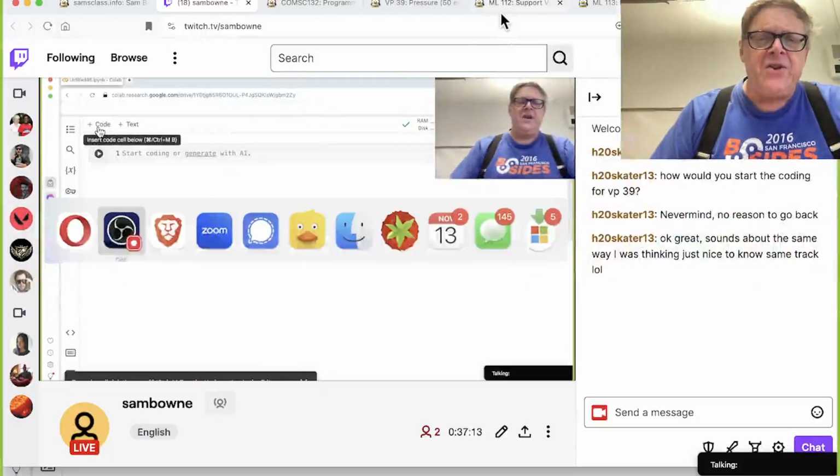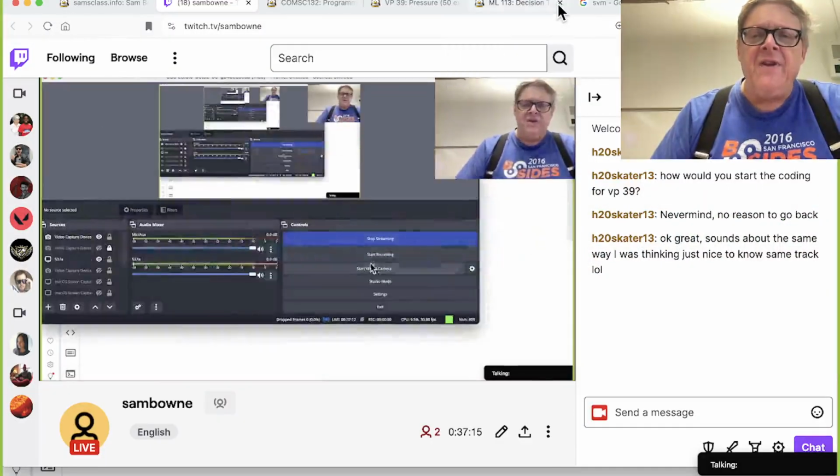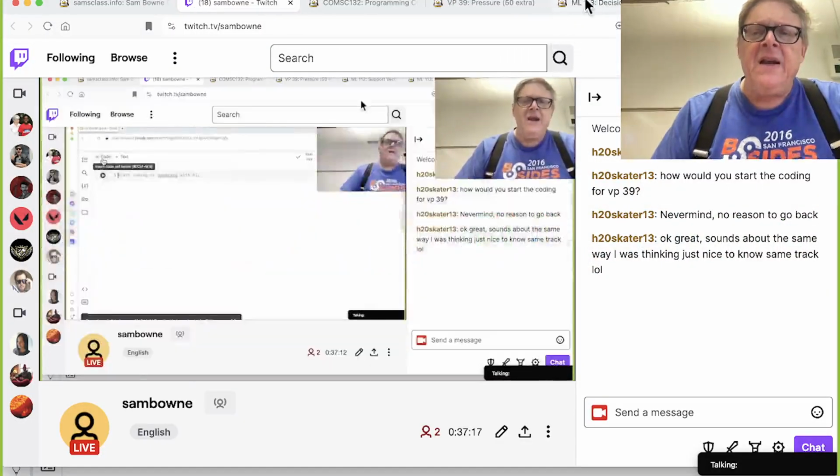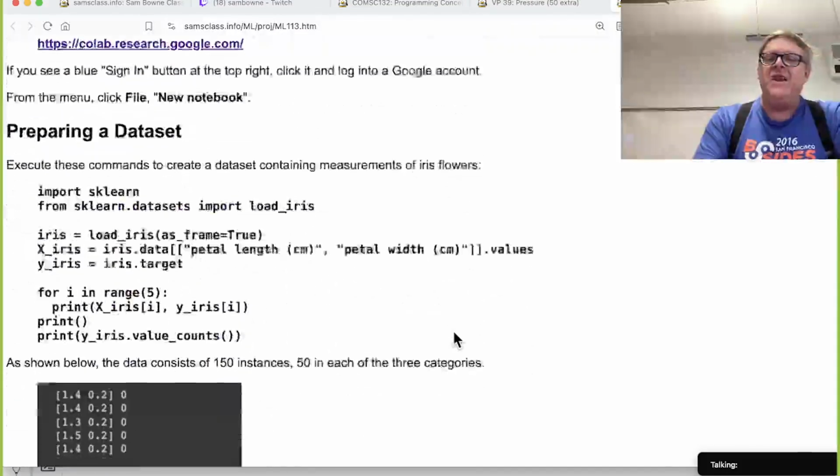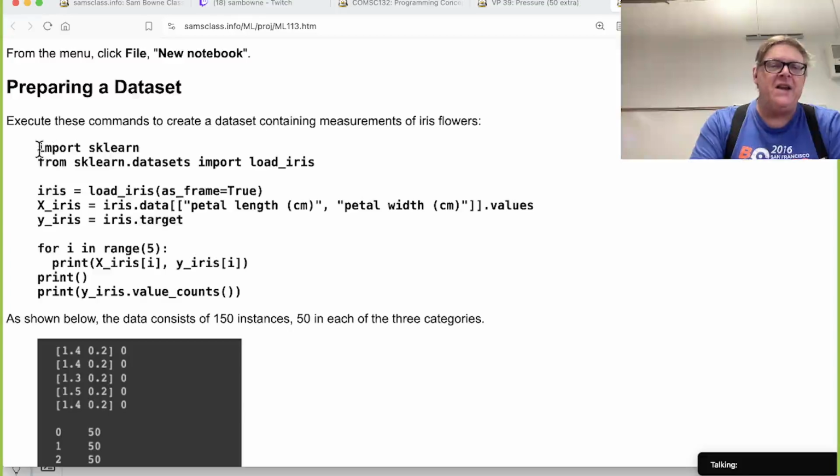Try decision trees, which are another very interesting one. Decision trees are machine learning that is so simple, it seems like it's not even machine learning. So again, we'll make a data set.